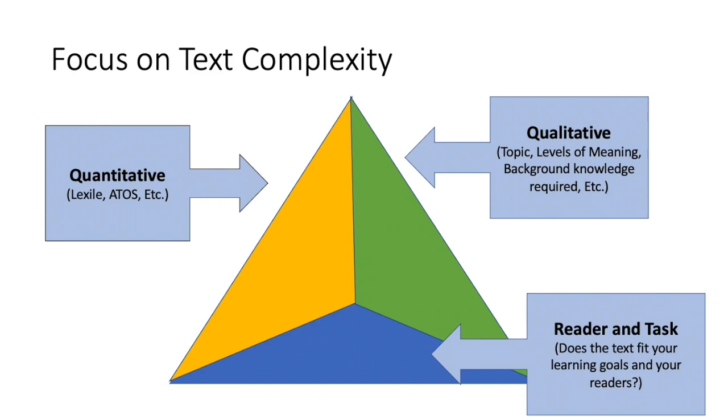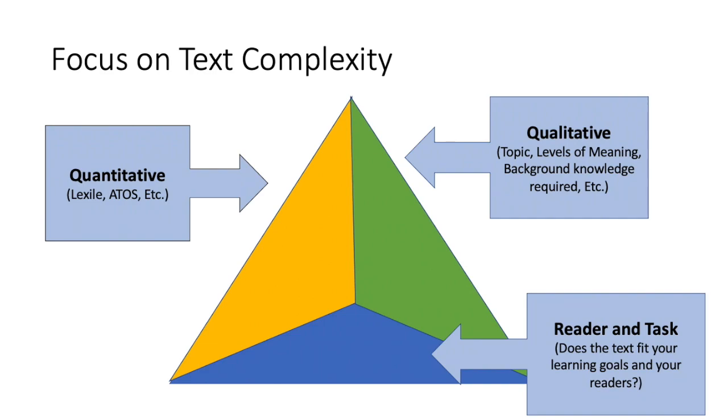There are other measures of quantitative complexity. There's ATOS. Different companies have their own way of denoting quantitative complexity. And usually it has to do with the kinds of words that are in that passage or that book, sentence length, paragraphs, all that kind of stuff. Things that can be quantitatively measured. Those are the features that comprise the quantitative complexity of a text. But we know that's not the only thing that we want to look at when we're judging whether something is too complex or complex enough or not complex enough for our students.